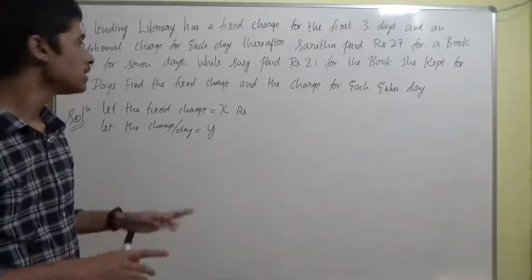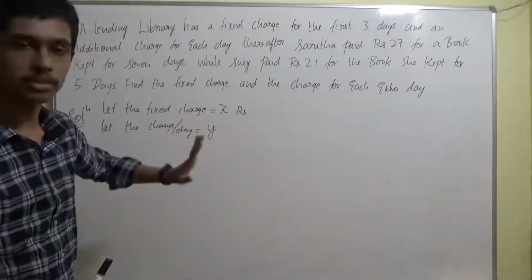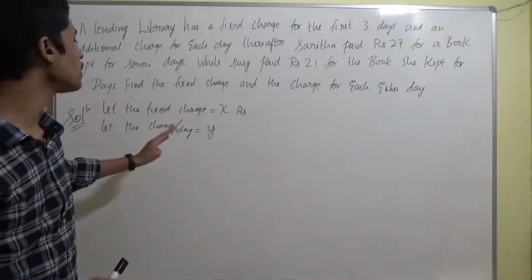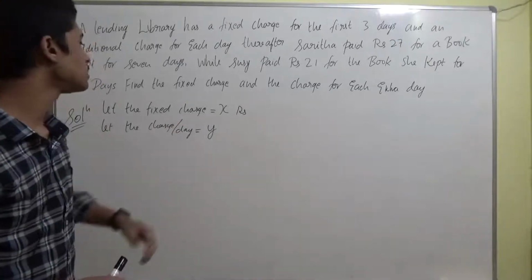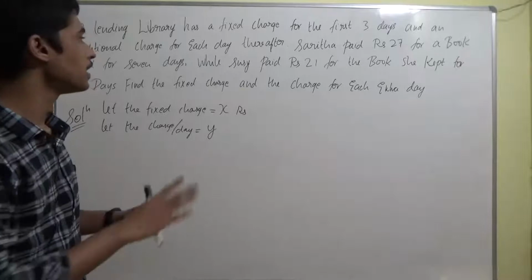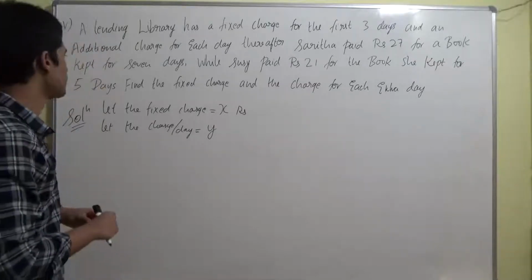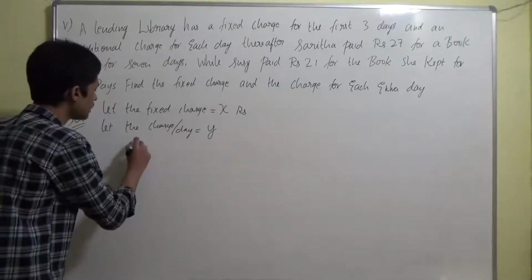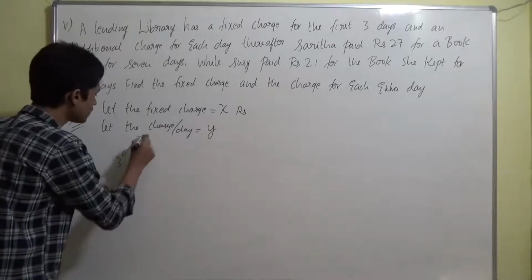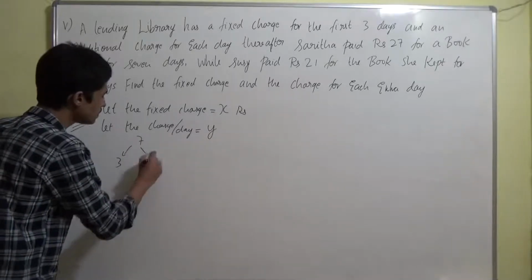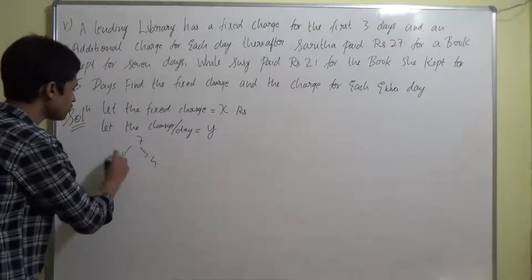Of that 7 days, 3 days the charge was a fixed charge. After that, the remaining 4 days was only the charge per day. It is not like you will write the entire 7 days as charge per day. So 7 days we have to split as 3 days, and the remaining 7 minus 3 is 4. This is the variable charge, that is charge per day, and this is the fixed charge.